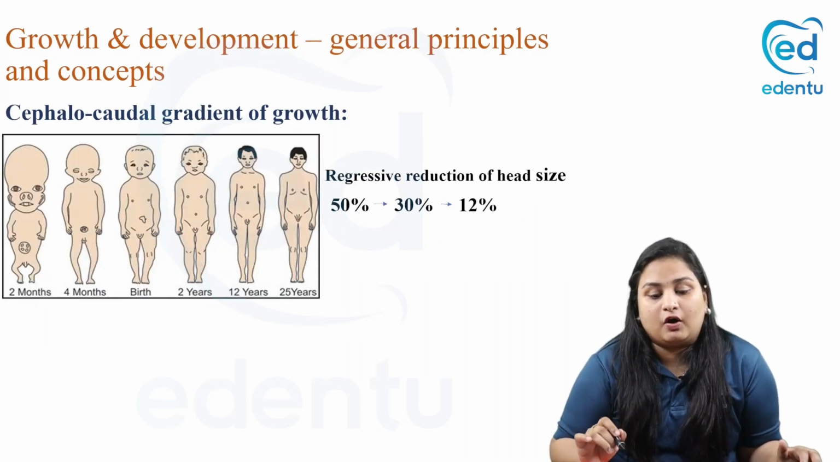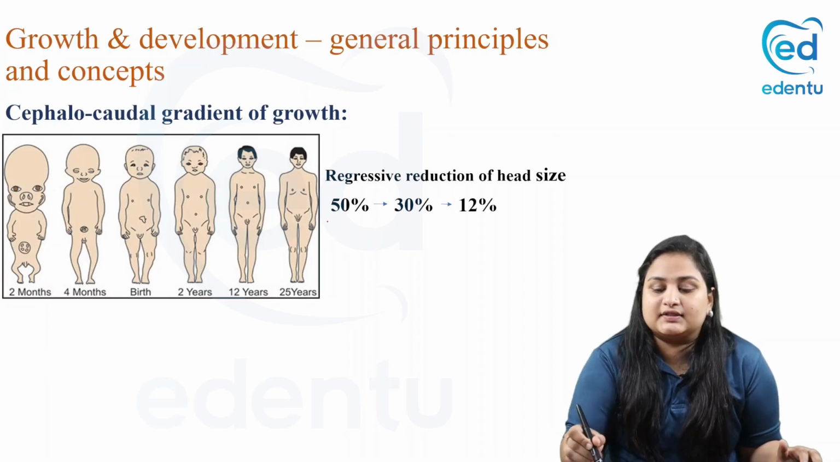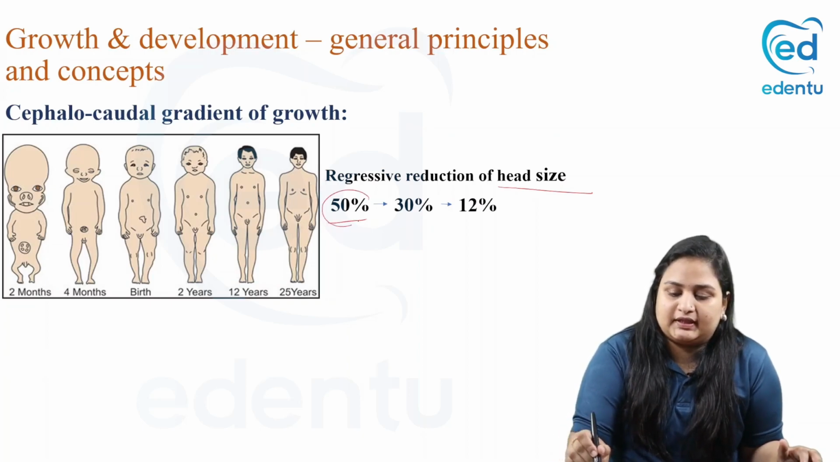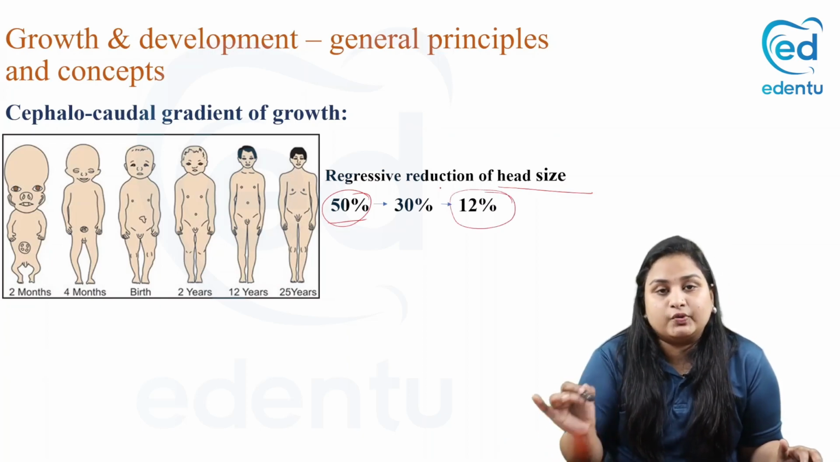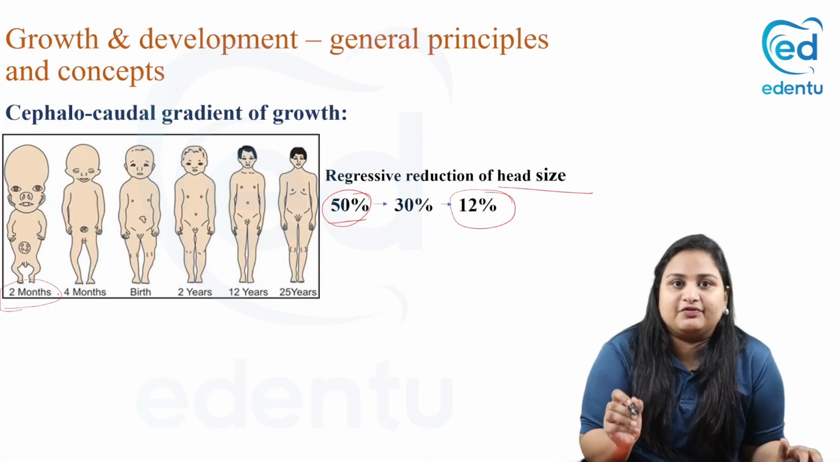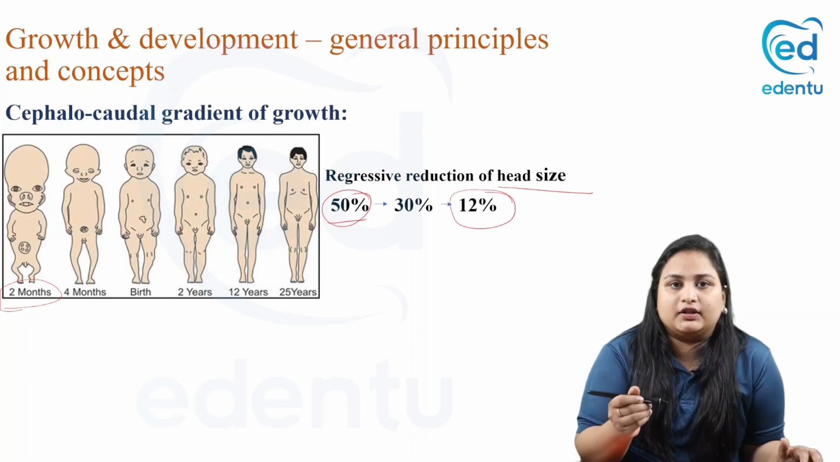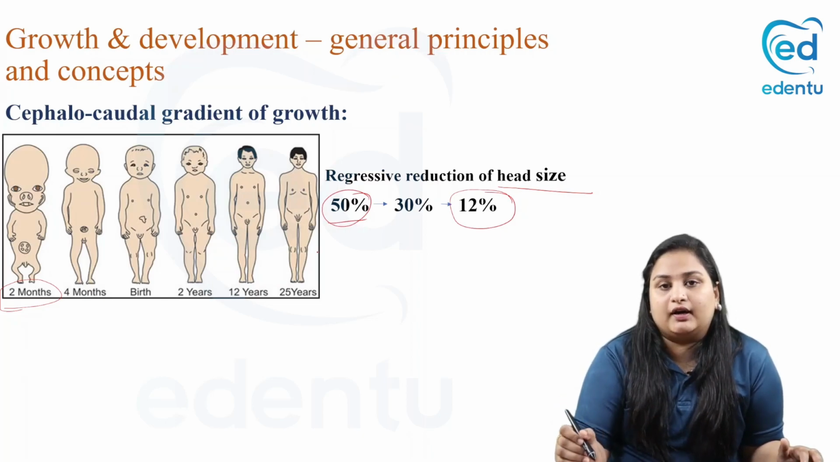Moving on, the cephalocaudal gradient of growth is also very important, because the majority of the craniofacial structures of an individual show a progressive, but relatively regressive, growth of head size. Here you can clearly see that 50% of the body being the head size is gradually reduced to only 12% in a fully grown adult. In a 2-month intrauterine fetus, the larger space is occupied by the head or the cranial space, which undergoes a progressive reduction towards adulthood.